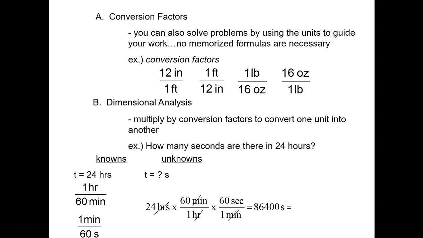But there's a couple of problems with 86,400. Okay? First off, how many significant figures are in the number 24? Well, it's only 2.